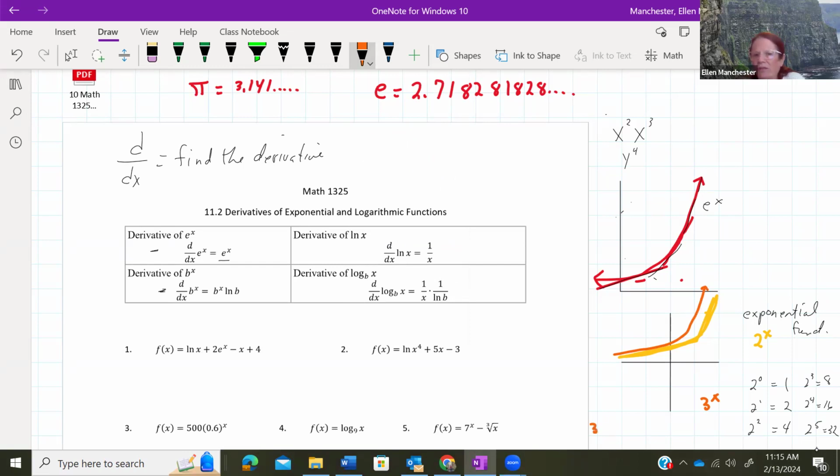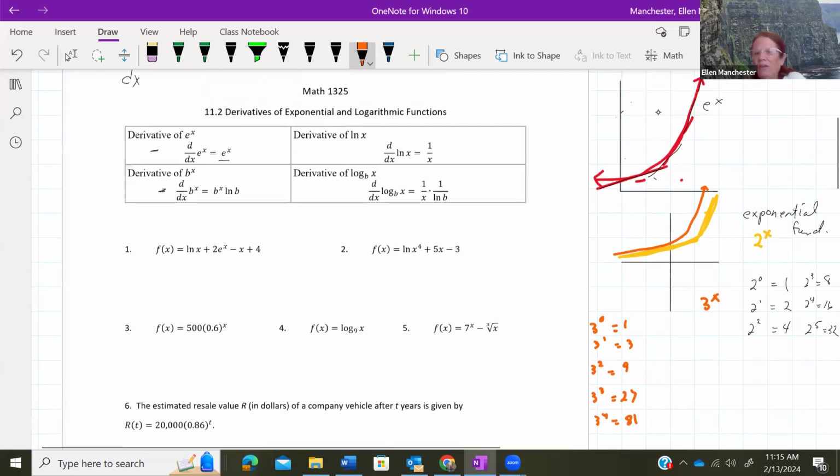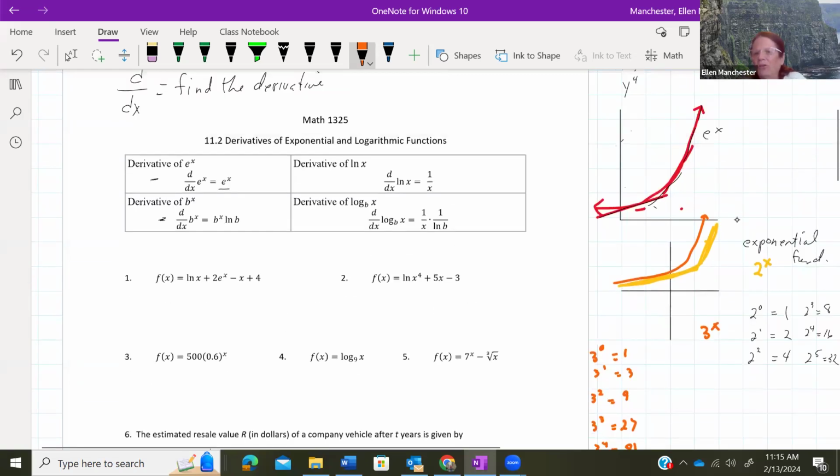So I have 3 to the 0 is 1, 3 to the first is 3, 3 to the second is 9, 3 to the third is 27. Do you see how everything is tripling? 3 to the fourth is 81. So it's really starting to grow. So it's actually growing faster. So the bigger my base, the faster it's going to grow.